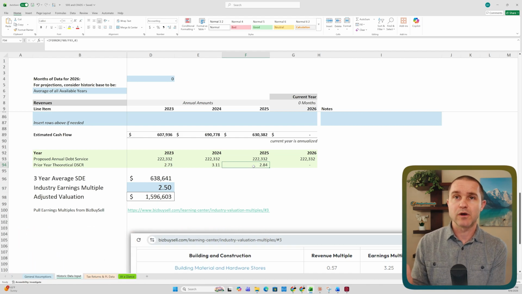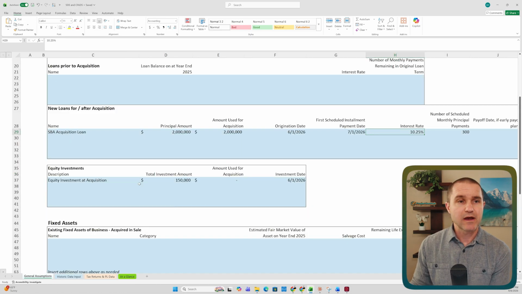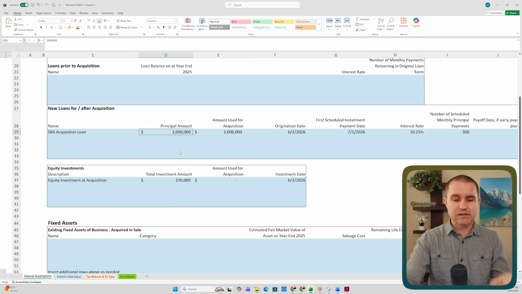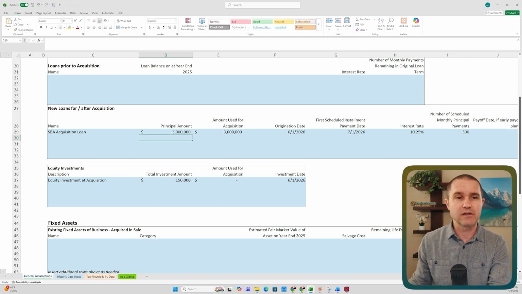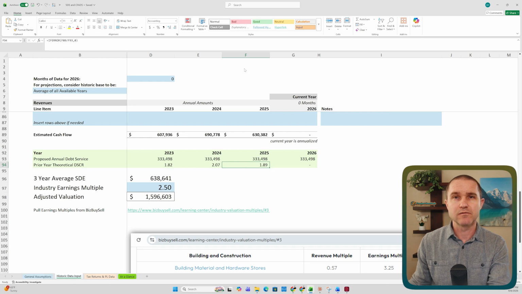SBA lenders are going to require you to be typically 1.25 or above, meaning you have $1.25 of cash flow for every dollar of debt service. And so, you can play around with this. So let's say in this business, well, maybe we could sell this for $3 million, or we could get an SBA loan for $3 million. What would that look like instead of $2 million? When we look at that, okay, our DSCR is still 1.89.